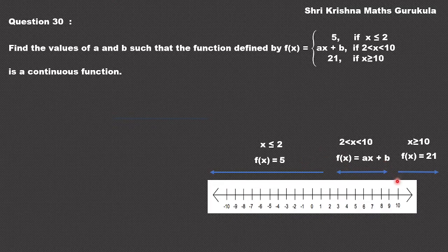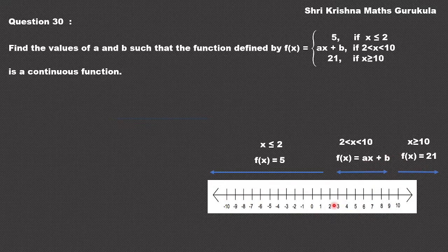To evaluate the limit as x tends to 10, what will be LHL? LHL will be this function, for x tends to 10 minus. So x is less than 10, and I'm considering this function for LHL. When x is greater than 10, for RHL, I'll be considering this function.